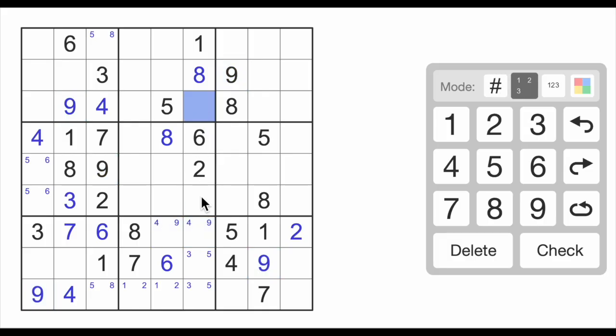Now looking at column 6, here's 3 and 5 double. So these 3 cells will be 4, 7, 9. This cell will be 4 or 9, so I'm going to put all of them in these 2 cells. And this cell is blocked by 4 and 9 here. So this will be 7.